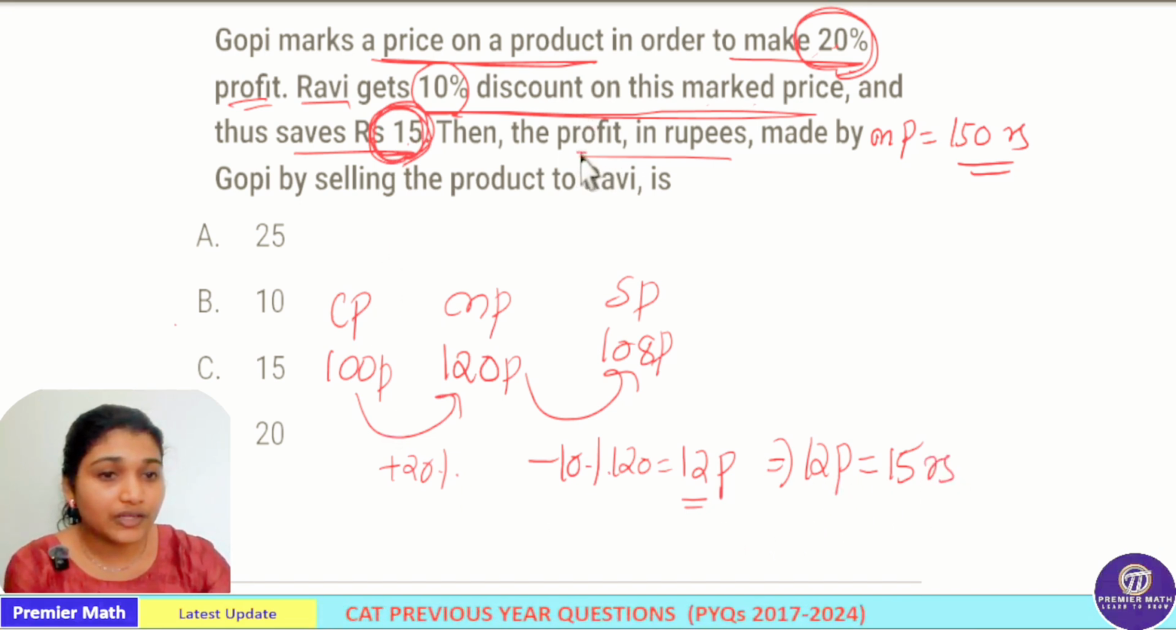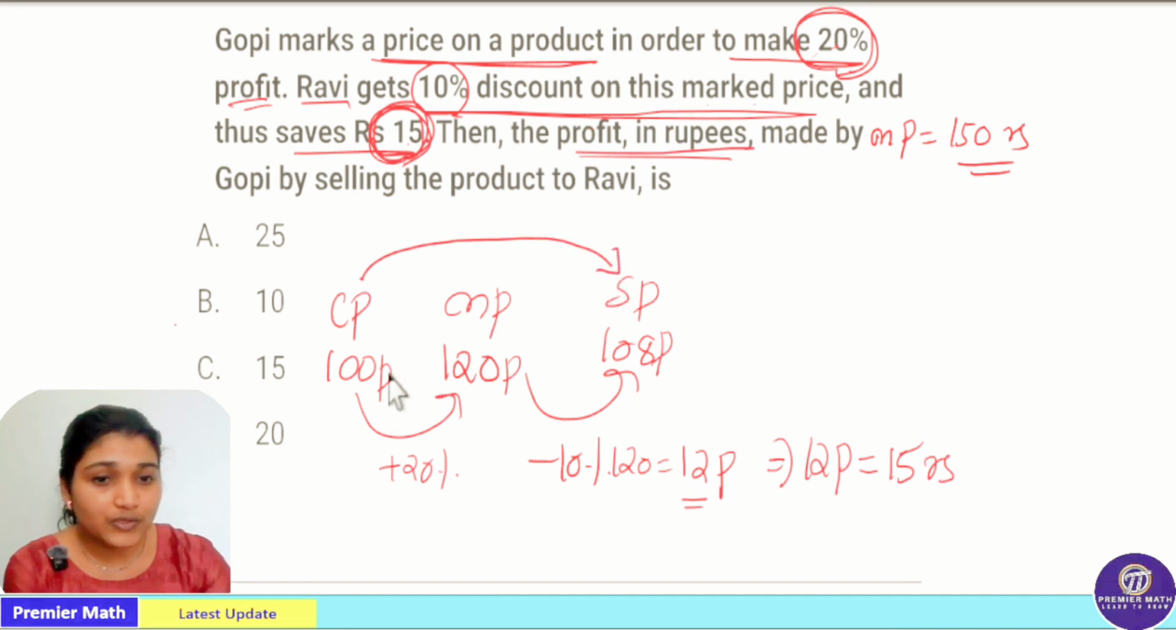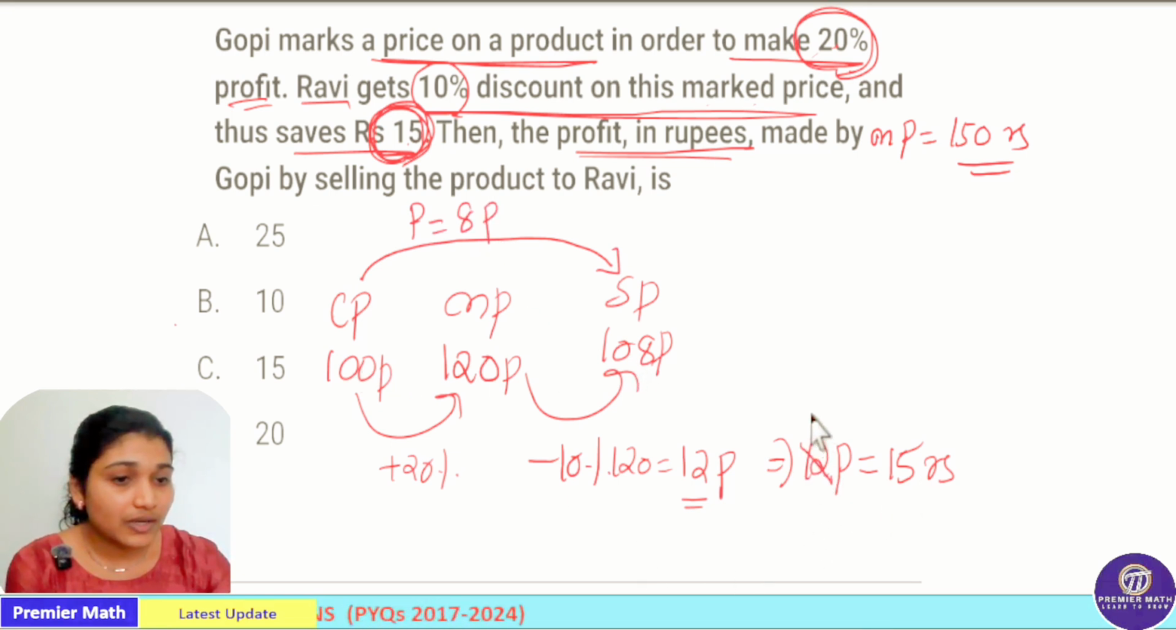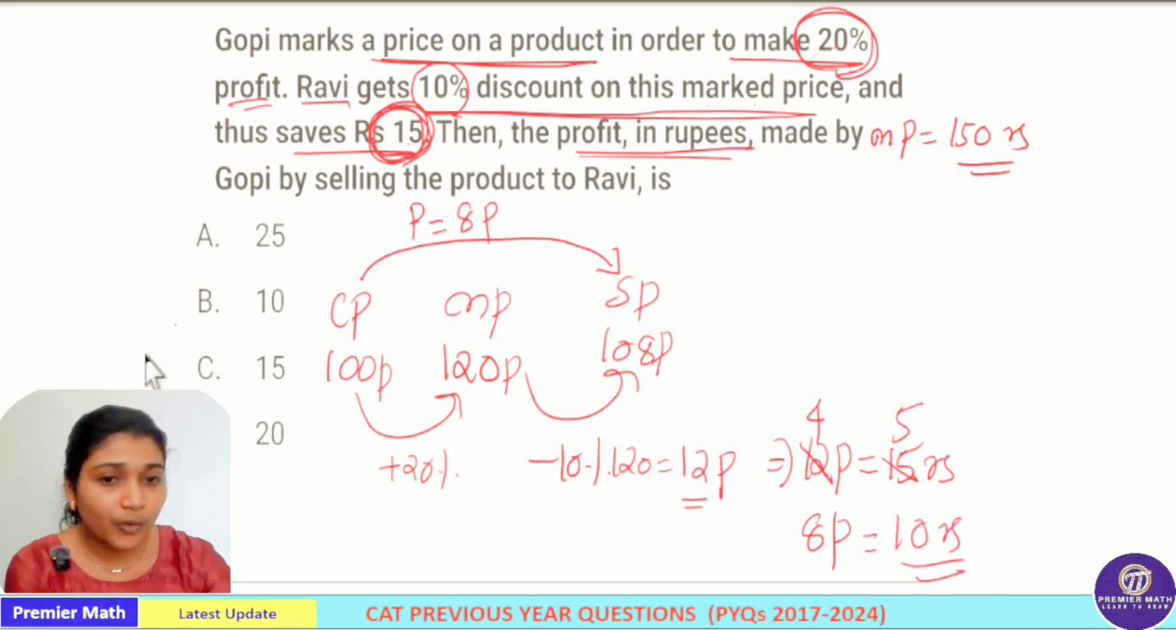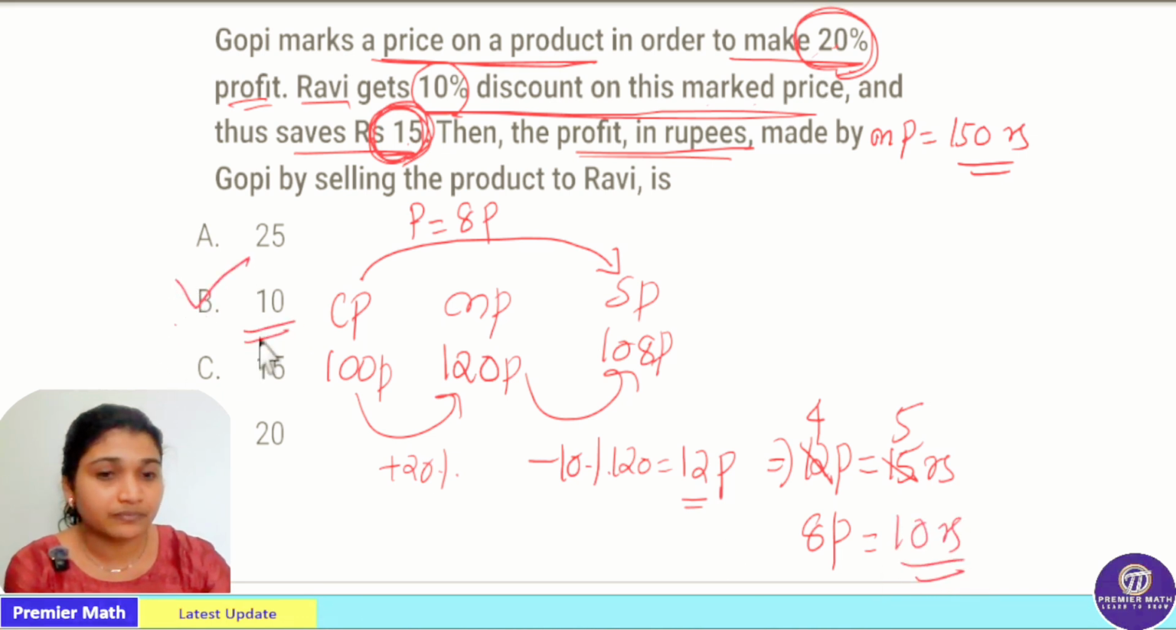Then we have to find out profit in rupees. Here, if I'm taking 100 part as cost price, then 108 part is the selling price. So profit here is equal to 8 part. Difference is 8 part. 12 part is 15, means 3 goes 4 times in 12, 3 goes 5 times in 15. So 4 part is 5 rupees. Then our answer is 8 part. 8 part is equal to 10 rupees. Option B is your answer. Profit in rupees is 8 part, which is 10 rupees.